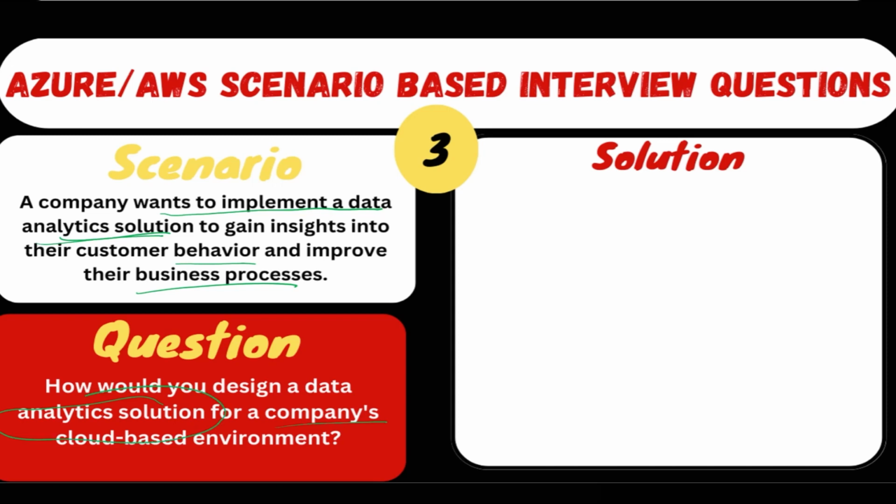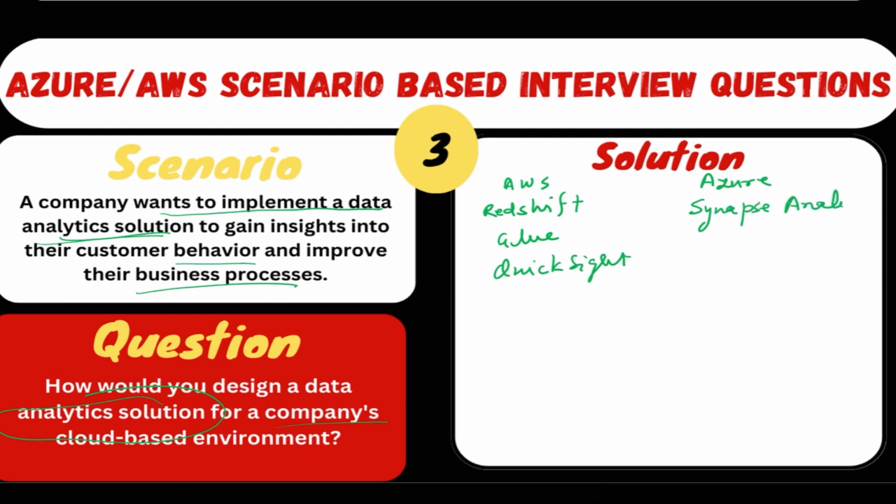So we need to understand, for the data analytics solution, what kind of services we have in AWS as well as Azure. The question here will be, how would you design a data analytics service for a company's cloud-based environment? For the data analytics solution, we have services called AWS Redshift and AWS Glue. We have AWS QuickSight from Amazon Web Services. If we talk about Microsoft Azure, then we have services called Azure Synapse Analytics, Azure Data Factory, and Power BI as well to represent our data.